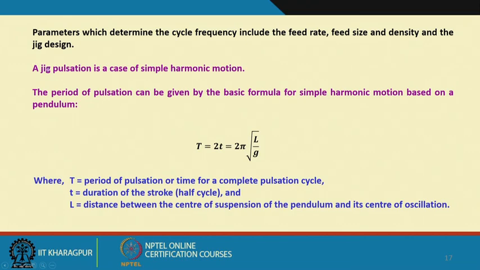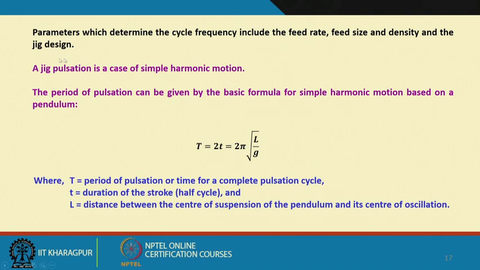A jig pulsation is a case of simple harmonic motion. We have seen that the jigging cycle is like this, which is nothing but a simple harmonic motion. So the period of pulsation can be given by the basic formula, if you remember, for simple harmonic motion based on a pendulum. The harmonic motion is like this, like a pendulum movement.